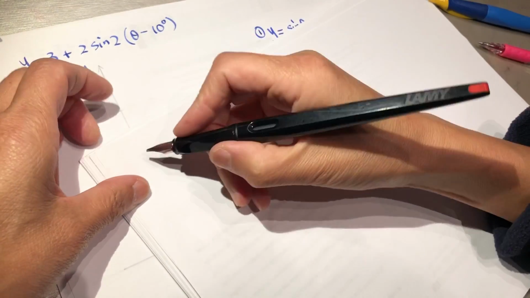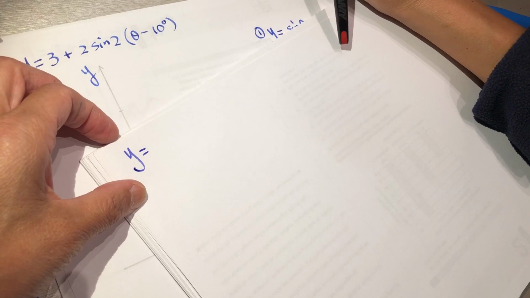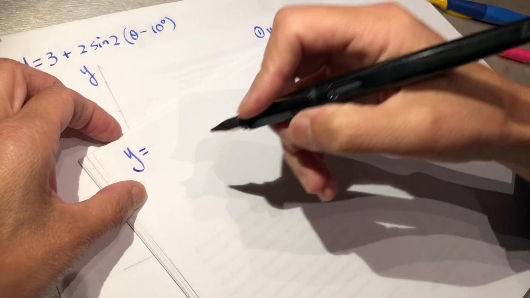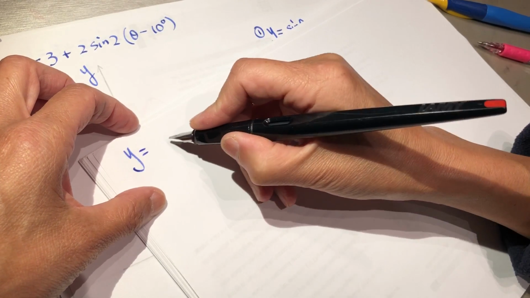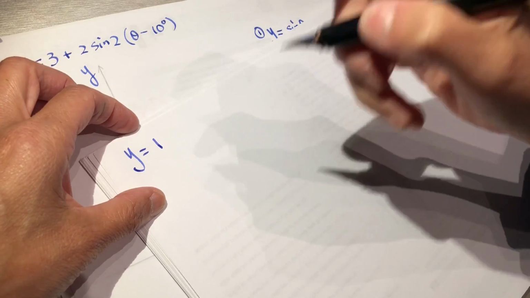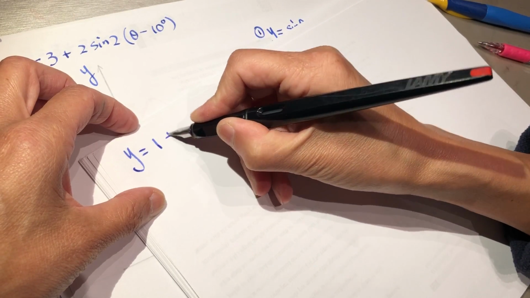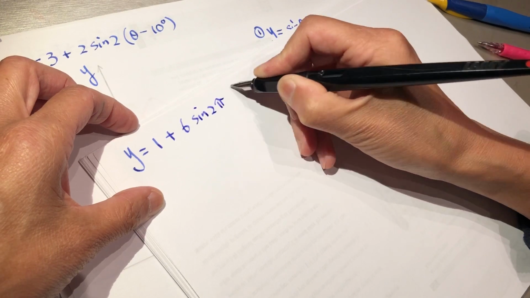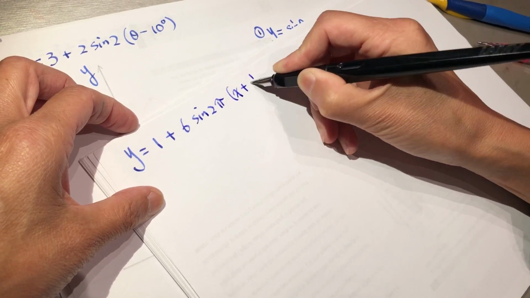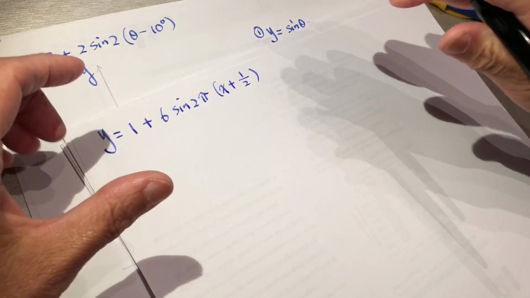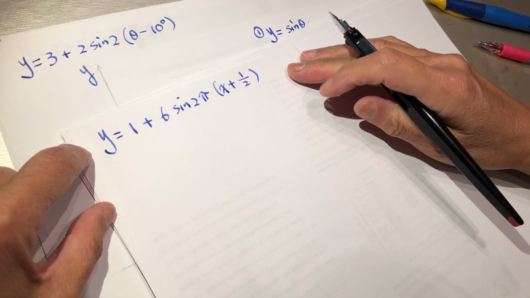Okay, hello dear friends. In this one we still do graphing of trigonometry functions. Here is the problem. The question is you need to graph y equals 1 plus 6 sine (2 pi x plus 1/2). So take a look at it. Now we know what it is talking about.